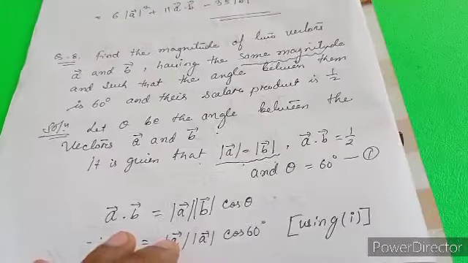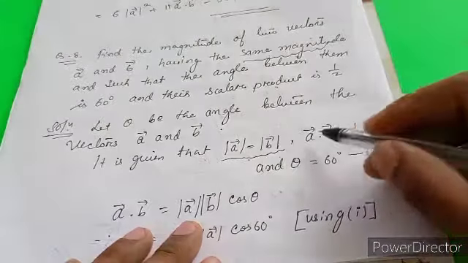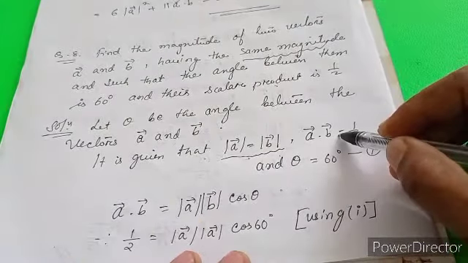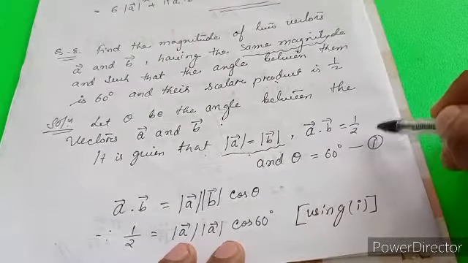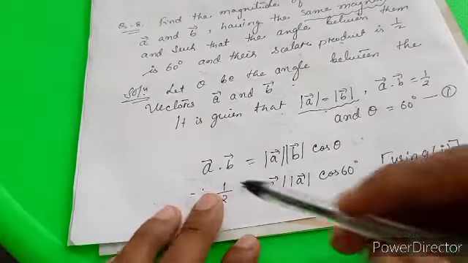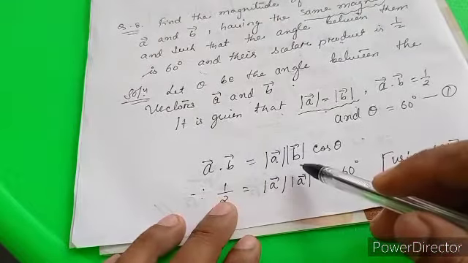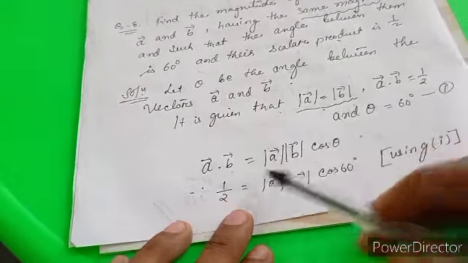A dot B vector equal to half. That means, the scalar product. Scalar means A vector dot B vector. That is a simple calculation. Scalar product A dot B vector equal to half, and theta angle is given as 60 degrees. We have one formula, yesterday we were discussing this. A dot B vector is modulus of A vector, modulus of B vector, cos of theta. We are just putting the value.